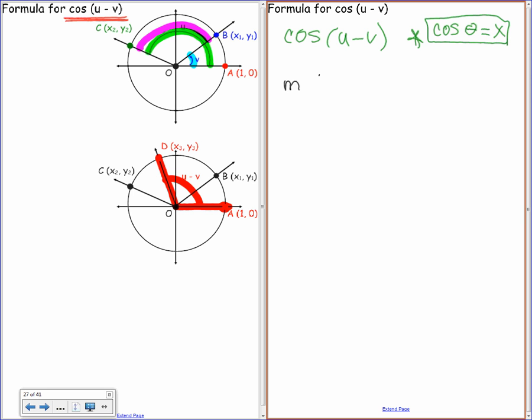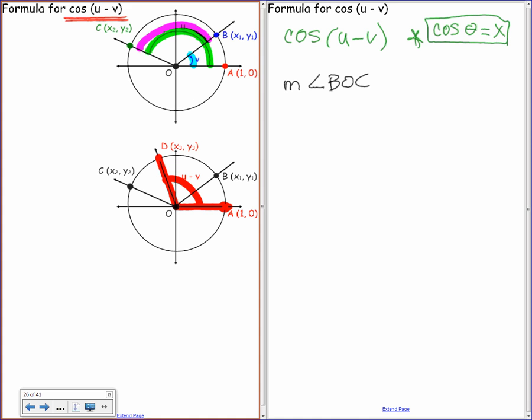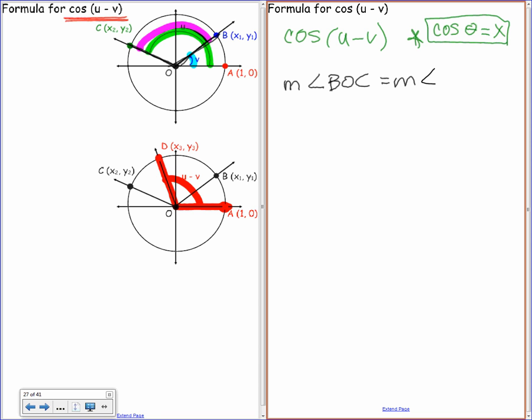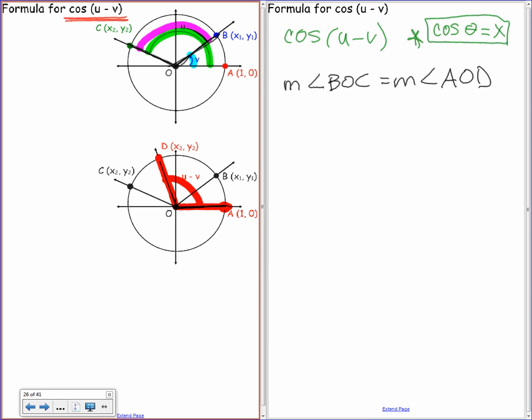Okay, here's what we're going to say. The measure of angle BOC, that's your purple angle over here, is equal to the measure of angle AOD. AOD is over here. This is the red angle. So we've just reoriented them so that the red angle is on that positive x-axis.